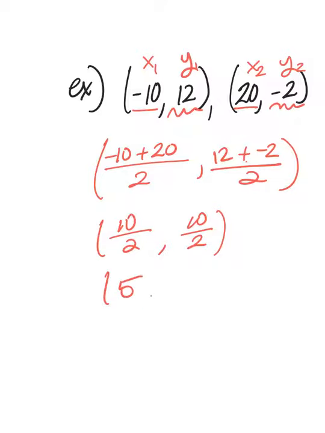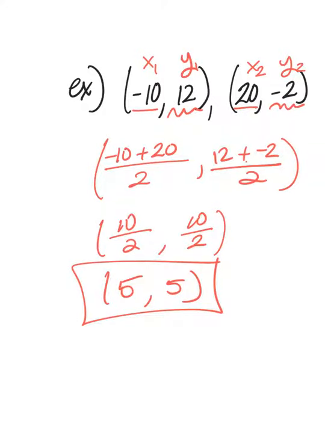10 divided by 2 is 5. 5, boom, the midpoint is 5, 5. Got it? All right, good.